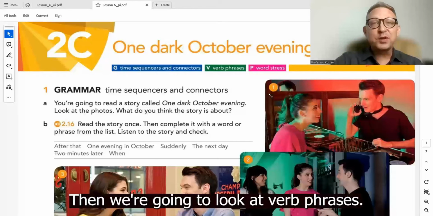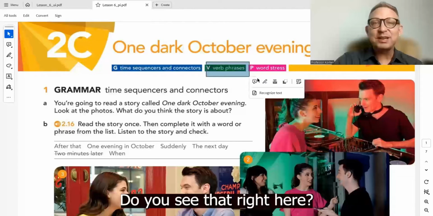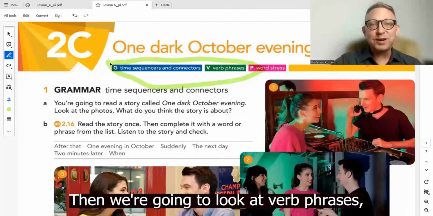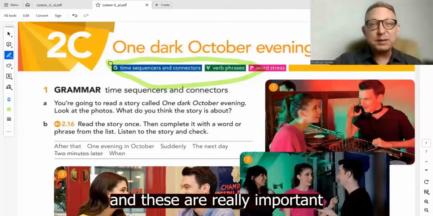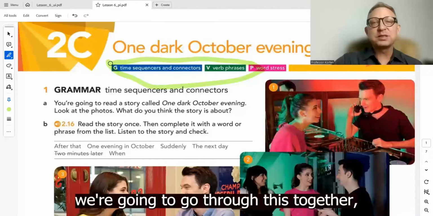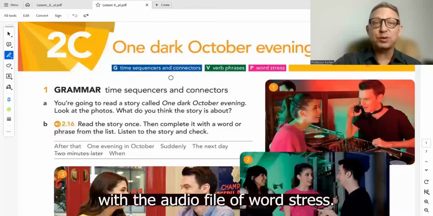Then we're going to look at verb phrases. Do you see that right here? I'm looking at these things right here. Then we're going to look at verb phrases, and these are really important. I'm going to practice with you. We're going to go through this together, and then pronunciation with the audio file of word stress.